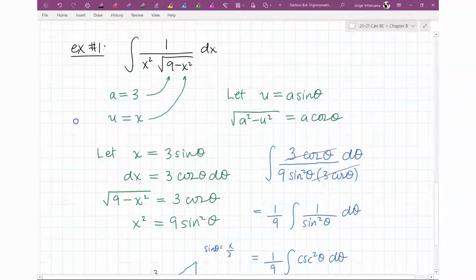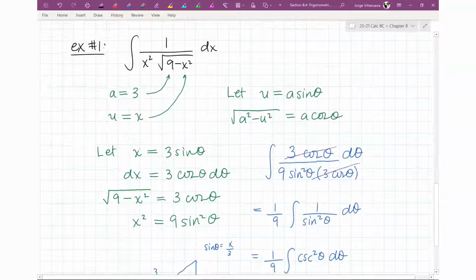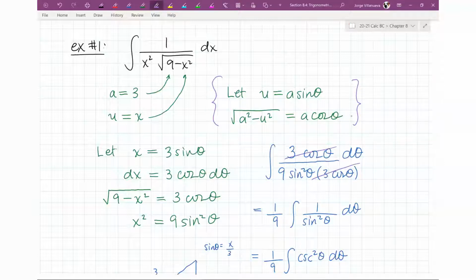So right here we did example 1. We started off with something that was in terms of x. I noticed that we had a square root of an a squared minus u squared. So that means that we have to use this situation here, based on the definitions. So we let u equal a sine theta, and the square root of a squared minus u squared equal a cosine theta. So we just got to figure out what is u and what is a. Well, our a term was 3 and our u term was x, so I start plugging those things into the let statements, right? So you can see all that right here.